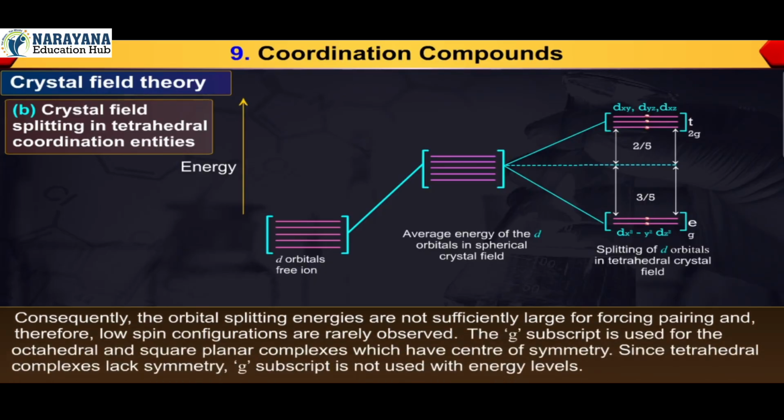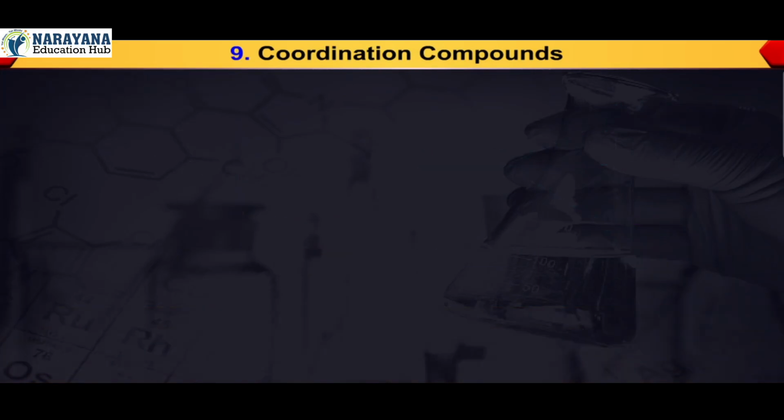The g subscript is used for the octahedral and square planar complexes which have center of symmetry. Since tetrahedral complexes lack center of symmetry, g subscript is not used with energy levels.